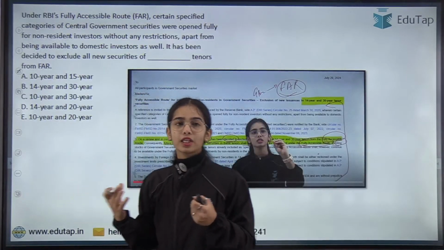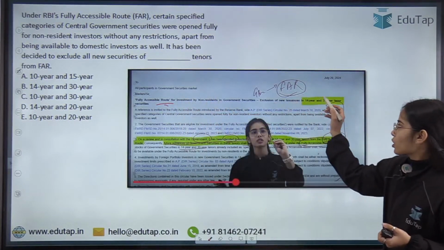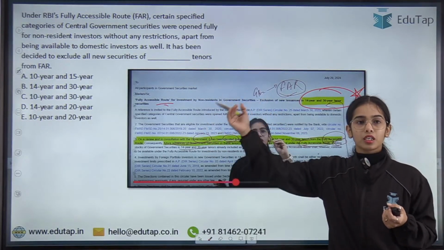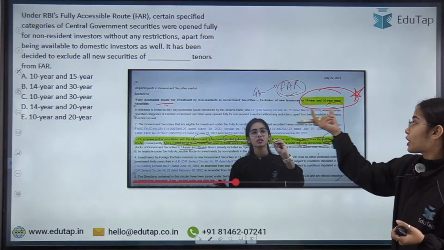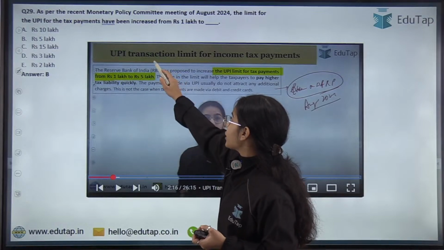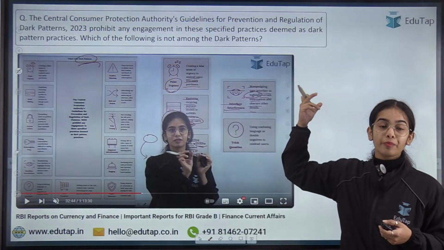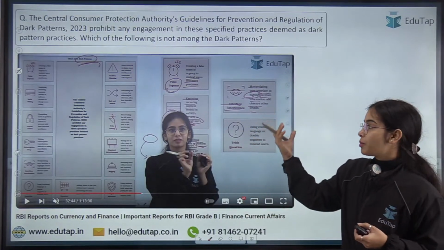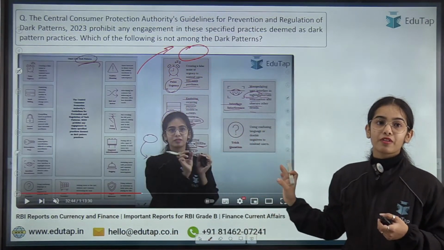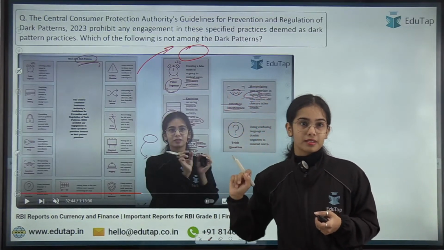Next was a very easy direct question: for the FAR, the fully accessible route, securities of which tenure are getting removed from the fully accessible route? That was the 14-year and 30-year, and again that question was directly seen. Another question was that the UPI transaction limit has been increased from 1 lakh to 5 lakh. Another question was not expected, but I have told you about the dark patterns mentioned in the report on currency and finance, and we have discussed them, and a question came from the dark patterns, okay.